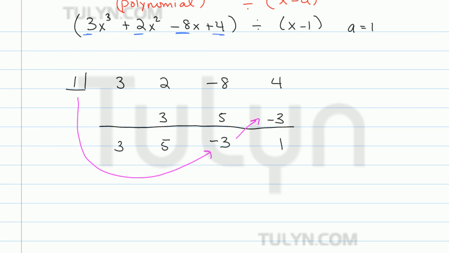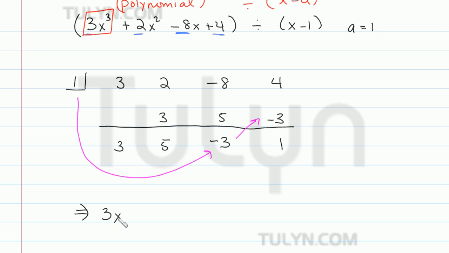And the last thing to do is to affix the variable. So in any case where you use synthetic division, the degree of the first term of our result is going to be 1 less than the degree of the first term of the dividend. So the first term of the dividend is 3x cubed, which is of degree 3. So our result is going to be of degree 2.